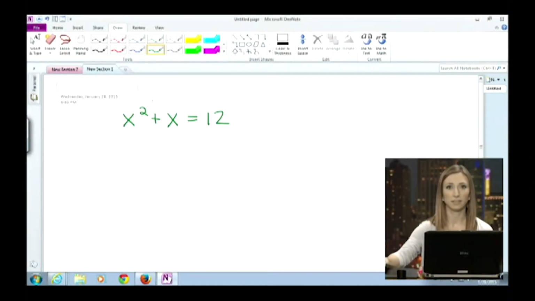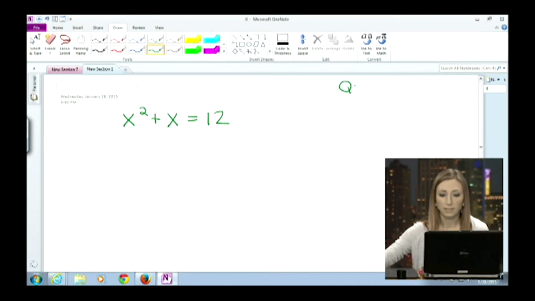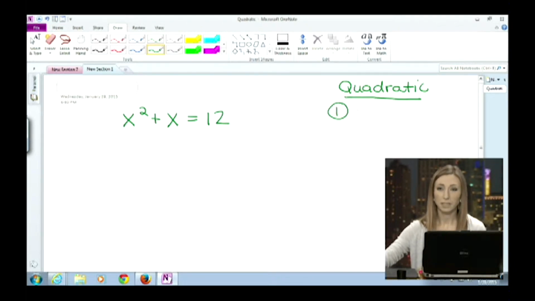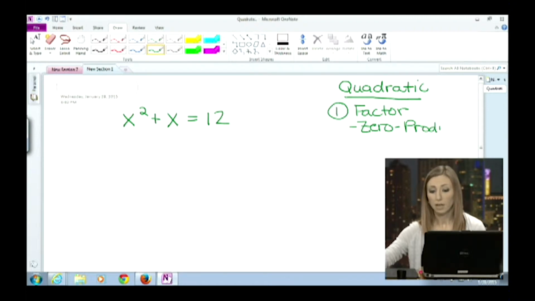But this equation's a little bit more difficult to solve than your more basic algebra equations. Part of the reason is this x squared. That exponent makes it a little more difficult. Not impossible, though. This x squared makes it a quadratic equation. And with quadratic equations, you have a couple options when you're going to solve them. Number one, you can break it down into its factors, so factor it, and then use the zero product property to solve it. That's what I'm going to show you how to do today.